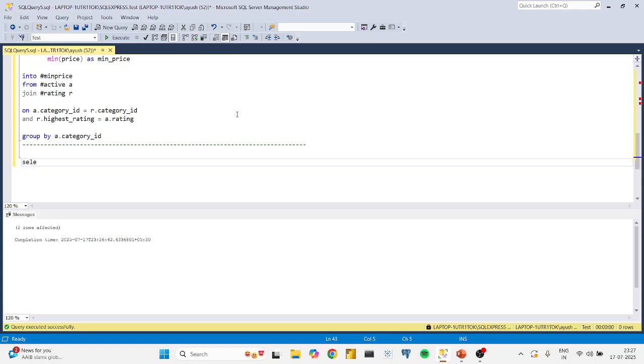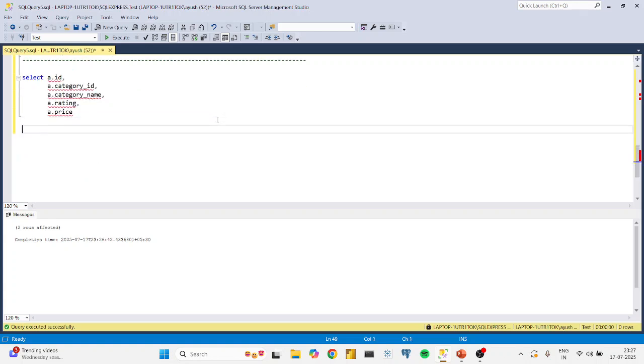Okay, so select a dot id, now we can get the id, and we can get a dot category id, we can get a dot category name, we can get a dot rating, and we can get a dot price. Okay, from active. So now why are we going to join the rating and the minimum price temp table? To find the highest rated product among these, and among those highest rated product, the minimum price products.